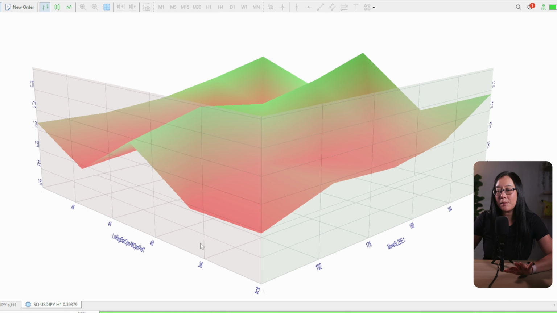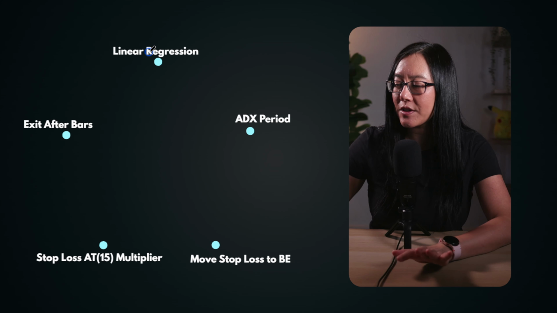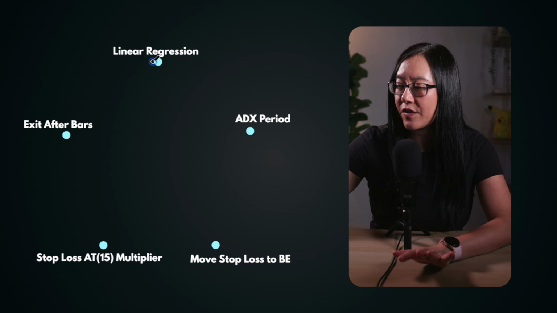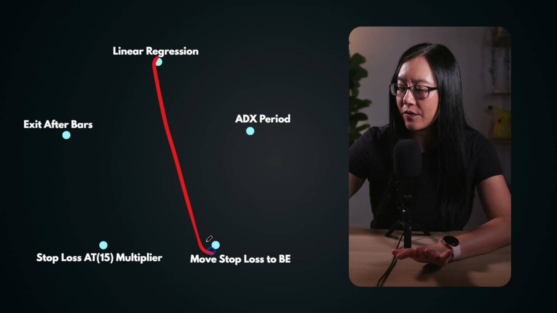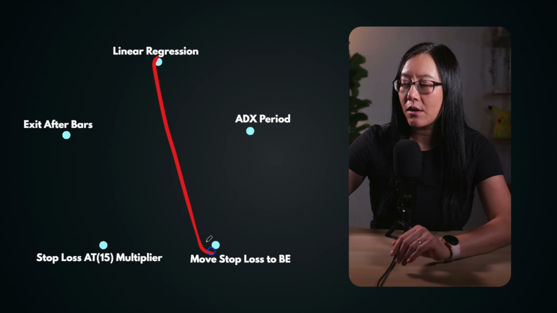The main problem with this 3D chart is it is a bit hard to read with the greens and the reds. It's hard to gauge where the sweet spot is. Here I've got the 5 different parameters listed on the screen, and we saw a 3D chart of the linear regression and the moving stop loss to break even. That's a relationship between 2 points.